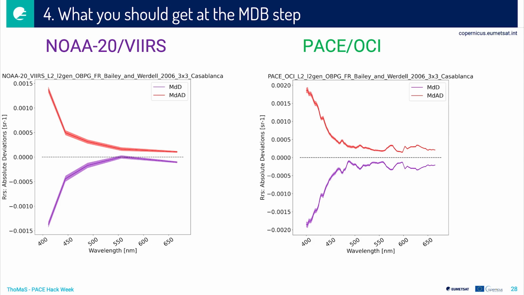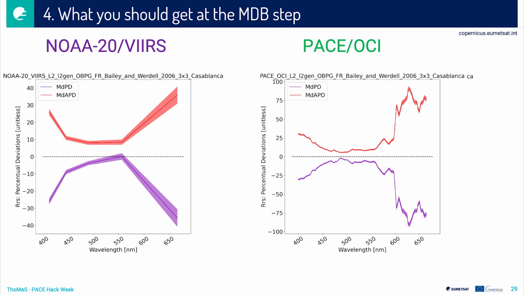And these are the median difference and median absolute difference for NOAA and PACE. You see that they show very similar results, which is a good sign, because we are using the same matchup set. And these are the percentage differences: absolute in the case of the red, and violet is the non-absolute, the signed one.